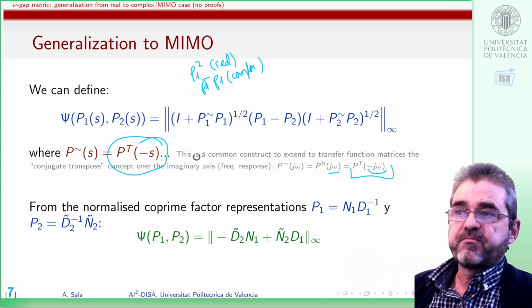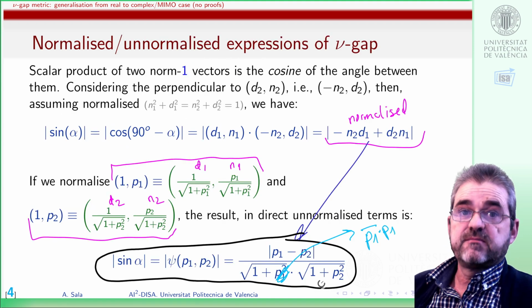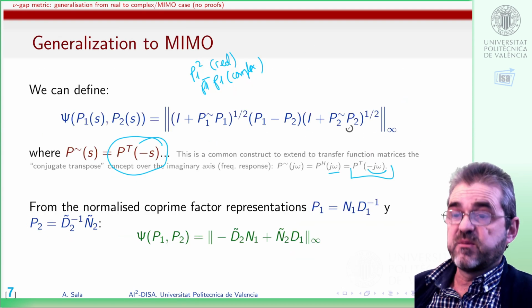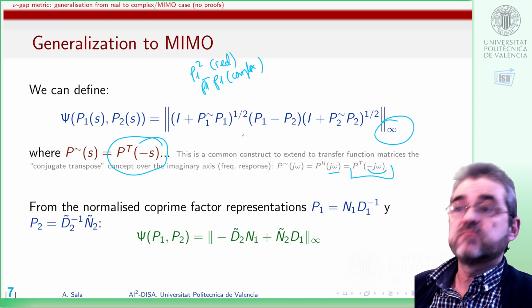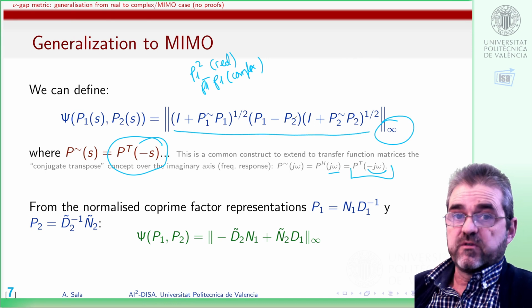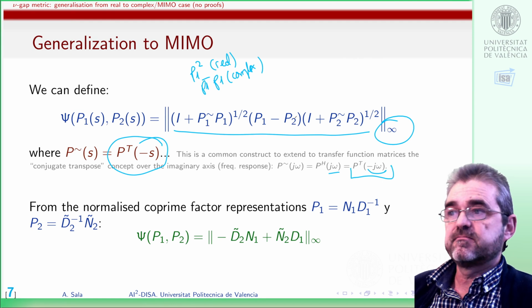The issue is that if we do the matrix version of this formula at every frequency and we compute the maximum of it, this infinity norm, well, then we get this expression whose formal proof is in Vinnicombe's seminal references.